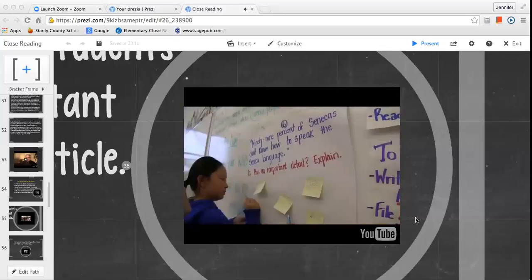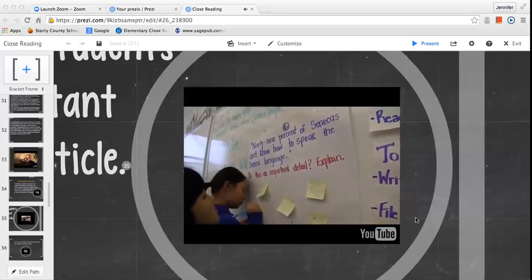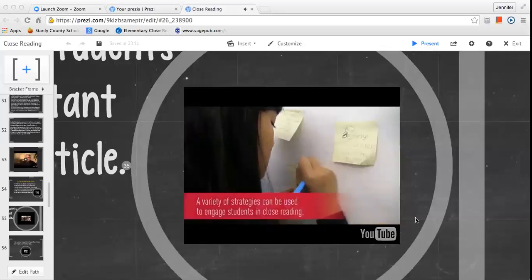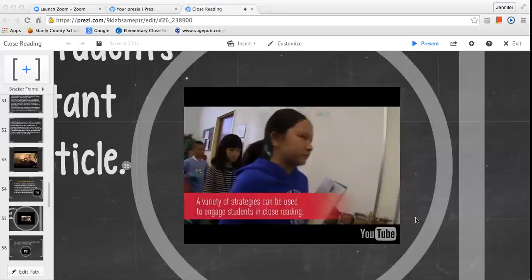Working with complex text can be really challenging, and these kids are 10 years old, so they get really antsy. So I try to design my lessons in ways that give them time to get up and move around the room.